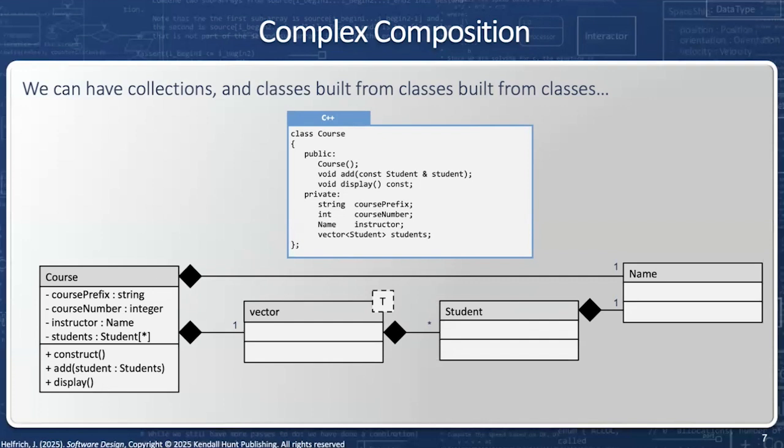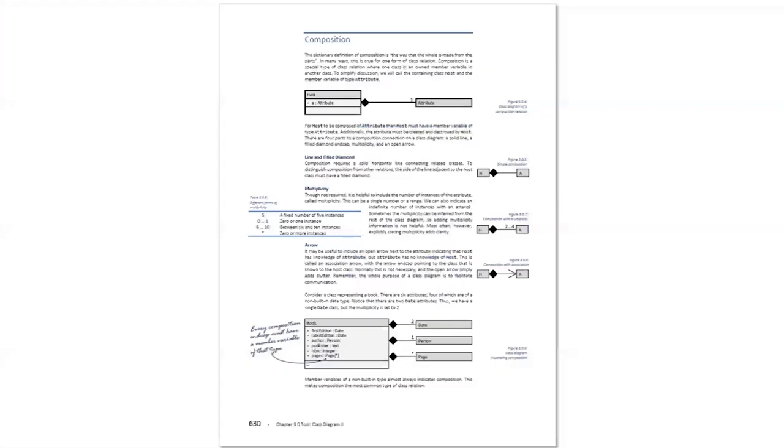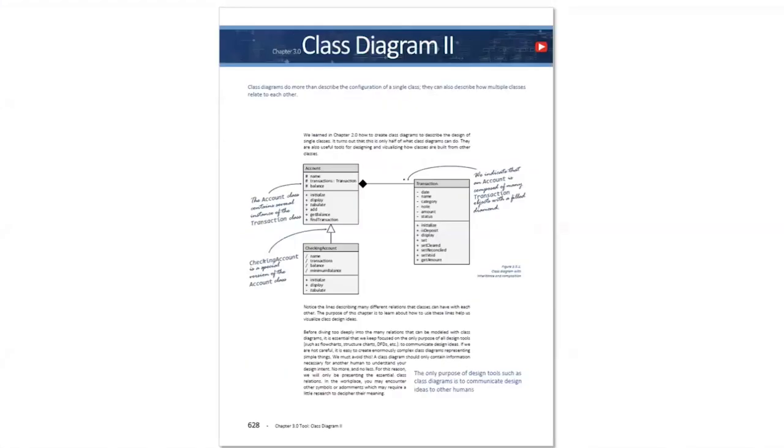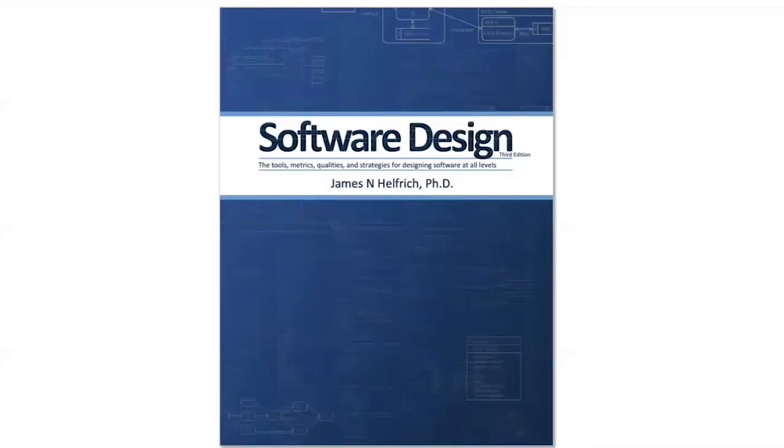So here we have a single class diagram that has 4 instances of composition. You can learn more about composition in the composition section of the Class Diagrams 2 chapter of the Software Design textbook.